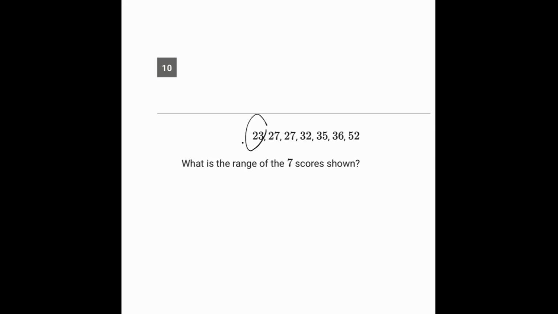And the lowest number is 23. The highest number is 52. So what's the difference between the highest and the lowest numbers in the set? And on the calculator, 52 minus 23 is 29, and that's our answer for number 10.